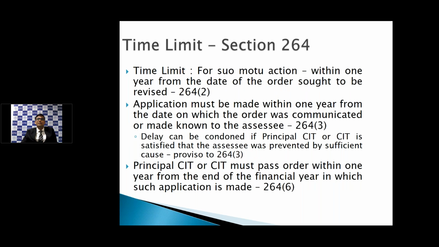Once he makes an application, the CIT has to pass an order within 1 year from the end of the financial year in which the application is made. So within 1 year from the date of the order, the CIT can suo motu exercise 264 power. Within 1 year from the receipt of the order, the assessee can apply for revision. If there is a delay by the assessee for reasonable causes, the CIT has power to condone those delays. Once the assessee has filed a revision application within this time limit or within the delay which is condoned by the CIT, then he has to pass an order within 1 year from the end of the year in which the revision application is made.